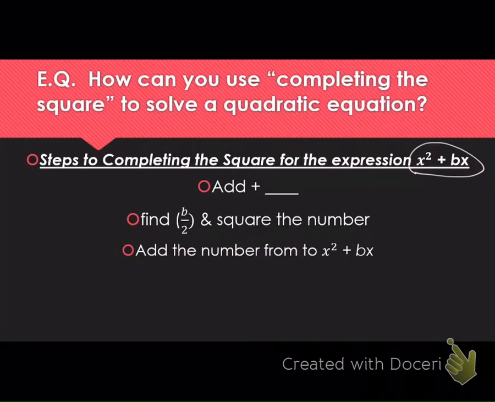Now, let's talk about b. Okay? What is b in our formula? If we look back here at our formula, what does b represent? The coefficient of x. Exactly. All right? So we're going to take the coefficient of x every single time. We're going to divide by 2, and then we're going to square that number. And that is the number that we're going to add to the expression. All right? So let's try this.